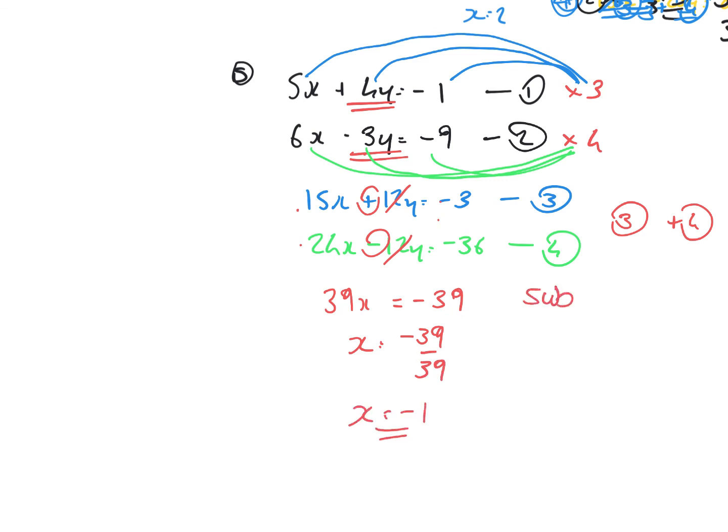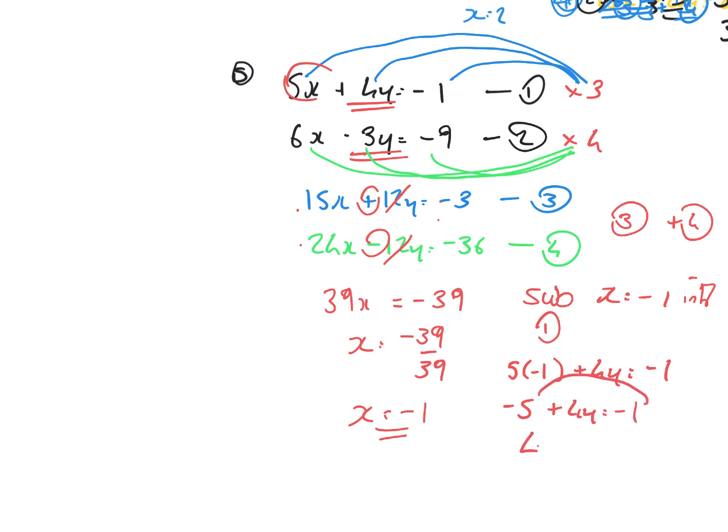I'm now going to sub x equals minus 1 into one of the equations, and I'm going to sub it into, this time, equation 1. So in equation 1, where I see x, I replace it with minus 1, so it'll be 5 lots of minus 1 plus 4y equals minus 1. 5 times minus 1 is minus 5, so minus 5 plus 4y equals minus 1. Bring that over, change its sign. 4y equals minus 1 plus 5. 4y equals 4. y equals 4 over 4, and y is equal to 1.